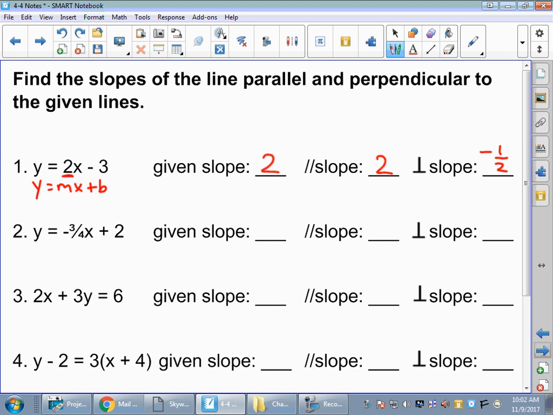If you look at the second equation, it also is in slope-intercept form, so -3/4 is my slope. The line parallel to this line would also have a -3/4 slope. A line perpendicular to this would flip it, so the perpendicular slope would be 4/3, and it would be positive because the original was negative. So when I say negative reciprocal, I want you to understand that means opposite reciprocal, or that's probably the best way to say that.